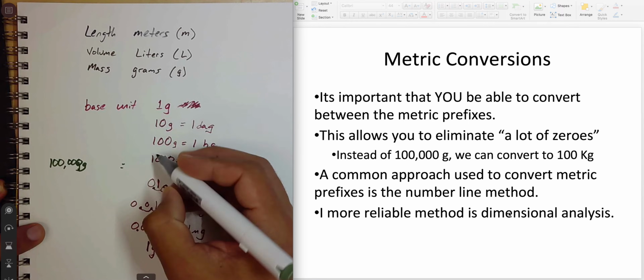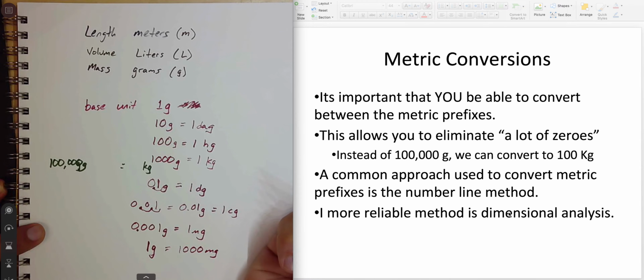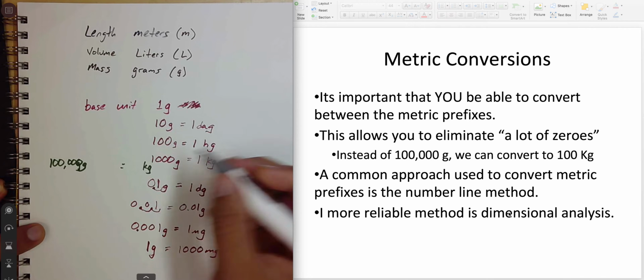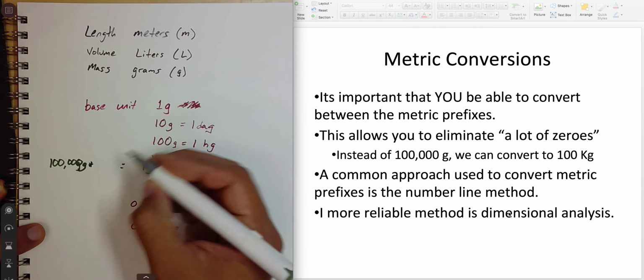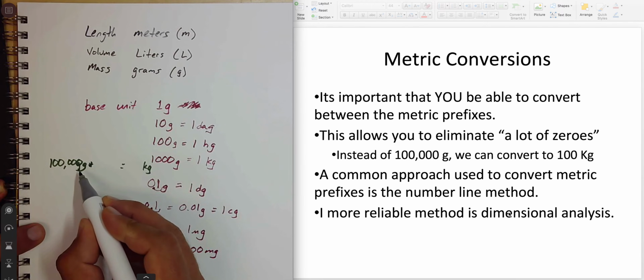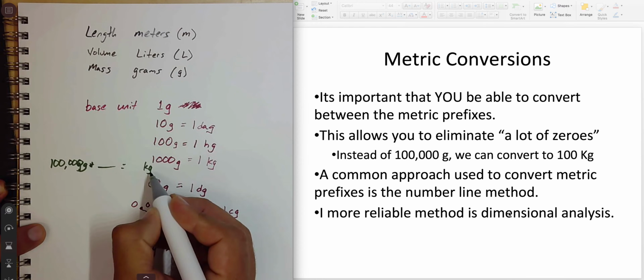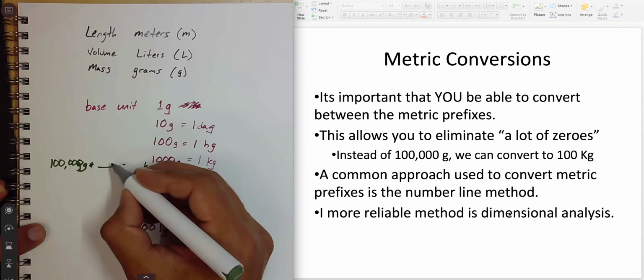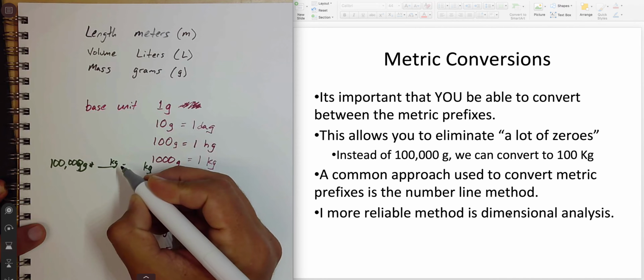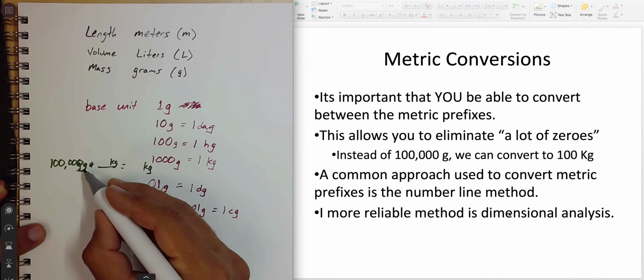So I'm going to take this and say, how many kilograms is this? In order to do dimensional analysis, we're going to have to get rid of the gram, and convert it to kilograms. I'm going to show you real quick how I do it. I'm not going to say too much. Okay, I have to get rid of grams.